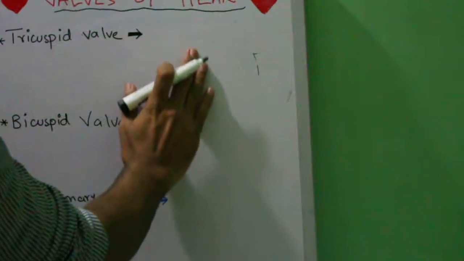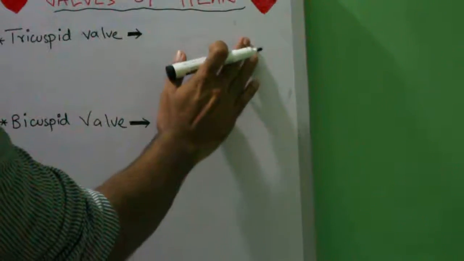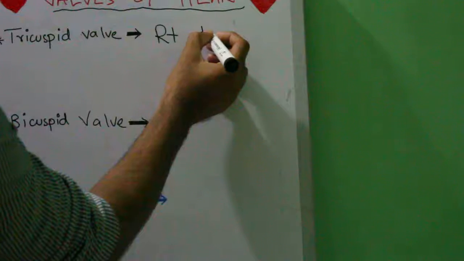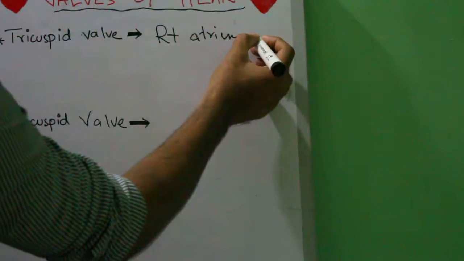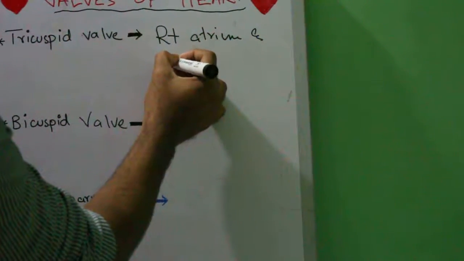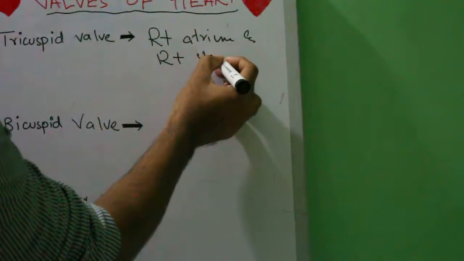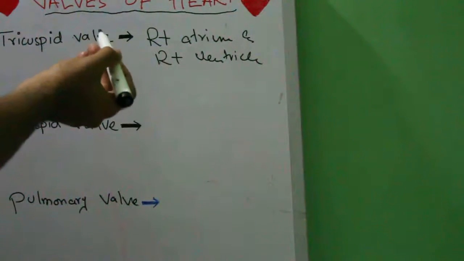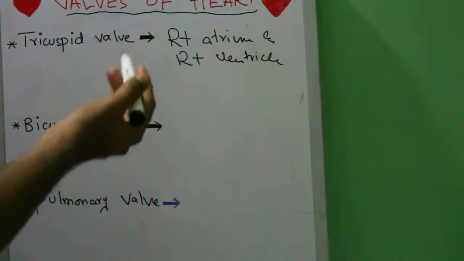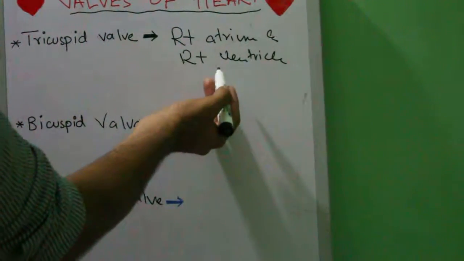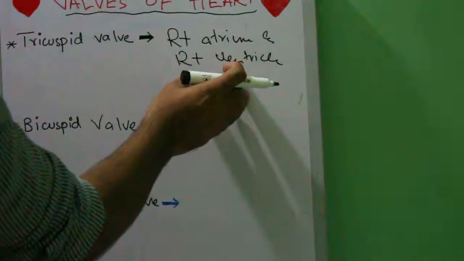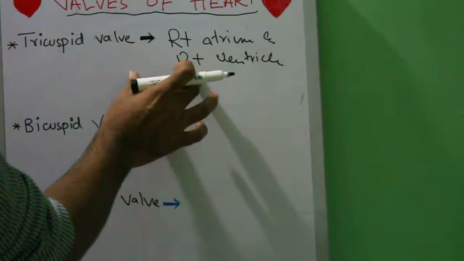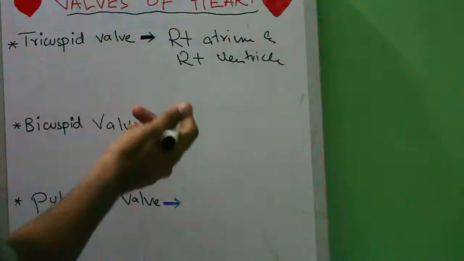Tricuspid valve has 3 cusps. It is present between right atrium and right ventricle. That means when blood enters the right atrium, that is to go to the right ventricle. In this way the blood is prevented, that blood will not come back. This is the function of tricuspid valve, which is present in the right atrium and right ventricle.